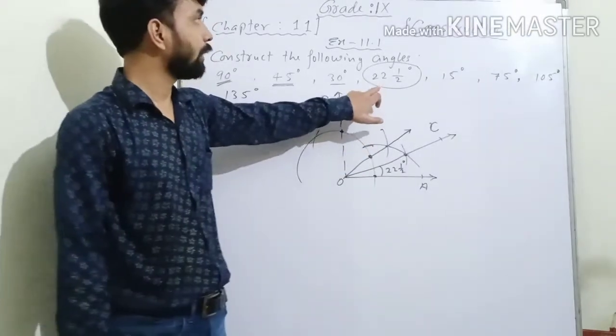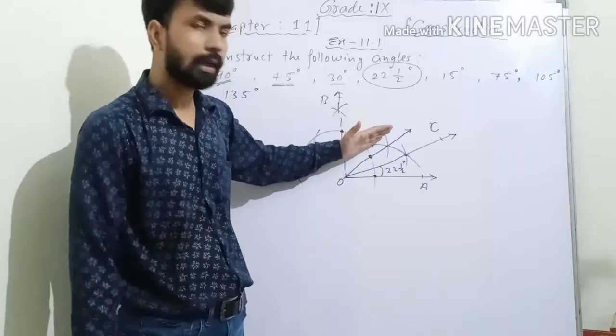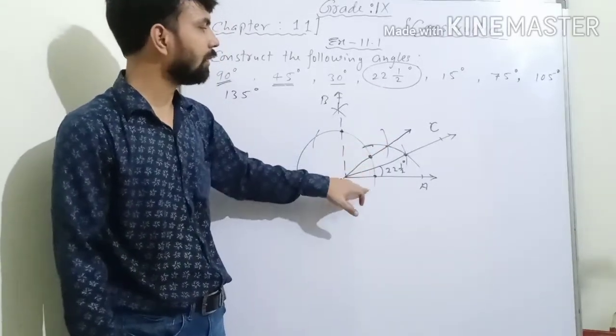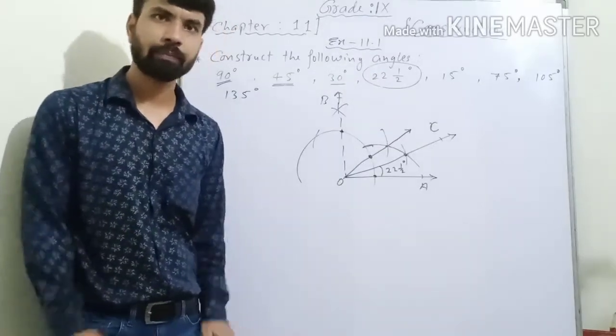So for making 22.5 degrees, first we will draw 90, then we will bisect it and we will get a 45-degree angle. Now we will bisect the 45-degree angle, then we will get 22.5 degrees. Got it? Good.